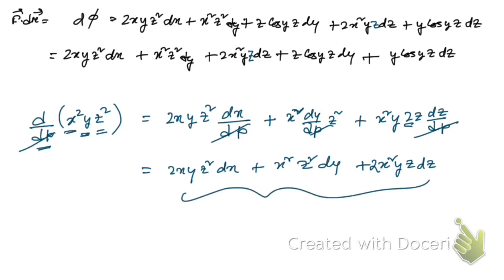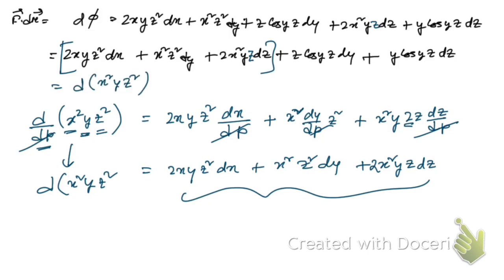So this part is nothing but this part, right? Which can be replaced by d of x square y z square, right? So let me write this one as d of x square y z square, then plus, if you check the next part, let me clean these things, okay.